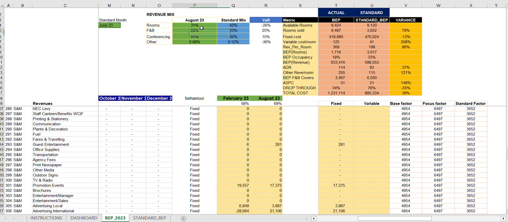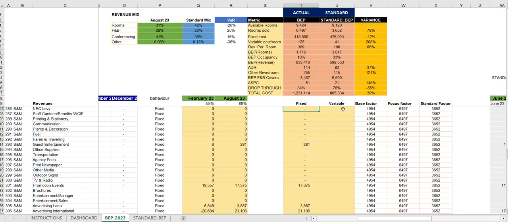And now in August, what exactly happened? For example, if August was an actual month, August had rooms at 31%. So you see rooms was lower than the standard. Then food contributed a lot, that's 28%. And conferencing also contributed even more, 41% versus 36% standard. So these are important metrics as well.